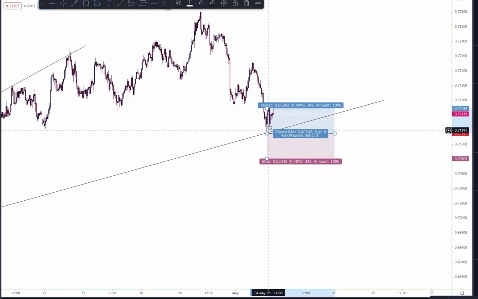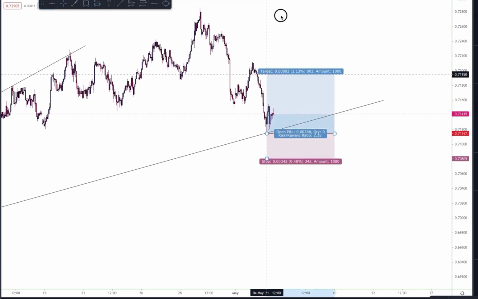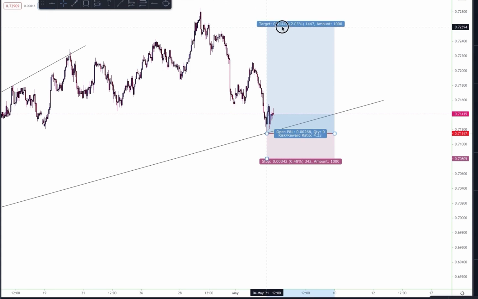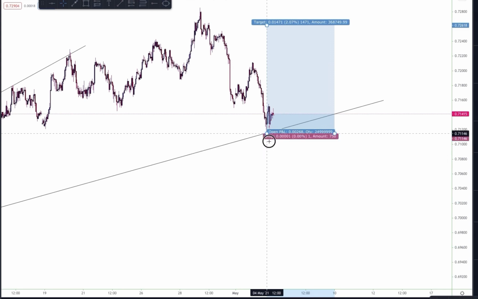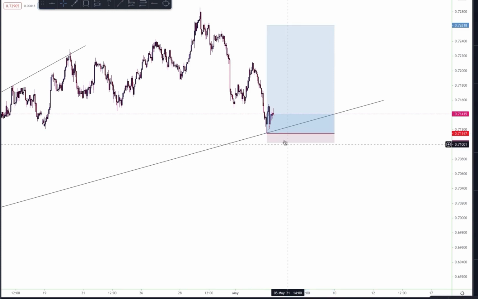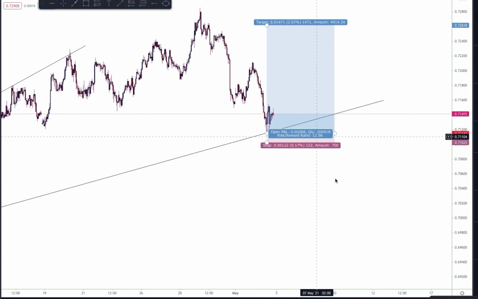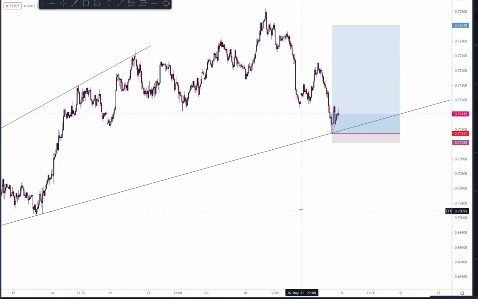Your entry here, you can target to the nearest supply zone around here. Your risk should just be like 10 pips to 20 pips below the zone, and this is like 1:12 risk to reward ratio. That is very powerful. I hope you can see exactly on that trend line you take your trade.